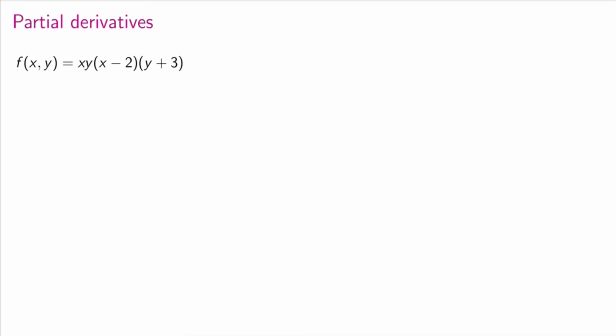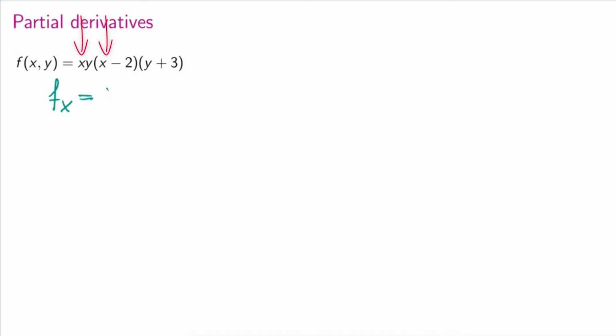To find the critical points, I need the partial derivatives of this function. We have learned partial derivatives quite a bit, so I need to differentiate this function with respect to x, keeping y constant, and then with respect to y, keeping x constant. So let's start with the x derivative. Now x appears here and here, so I use a product rule.